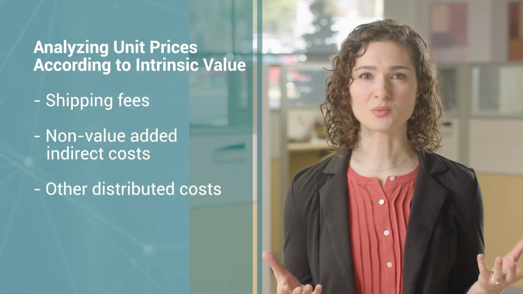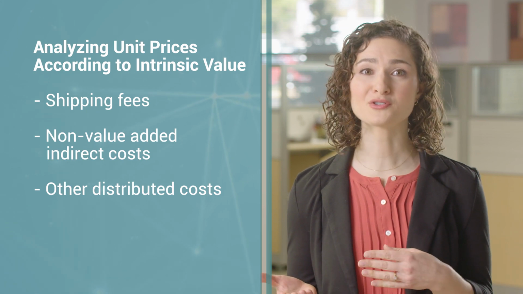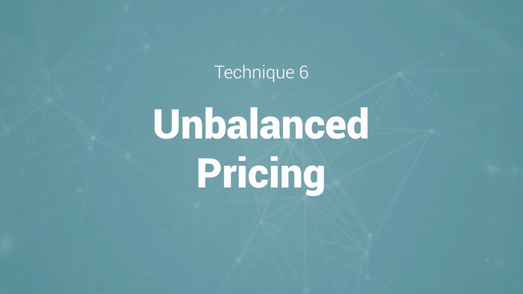In accordance with the FAR, contracting officers must analyze unit prices to ensure that an item is priced according to its intrinsic value and not being blended with shipping fees, non-value-added indirect charges, or other distributed costs that would distort the unit price. The prices we pay now become the basis for the prices we will pay in the future. So it is critical that the value or true cost of an item is accurately represented by the unit price. Technique 6 is unbalanced pricing.